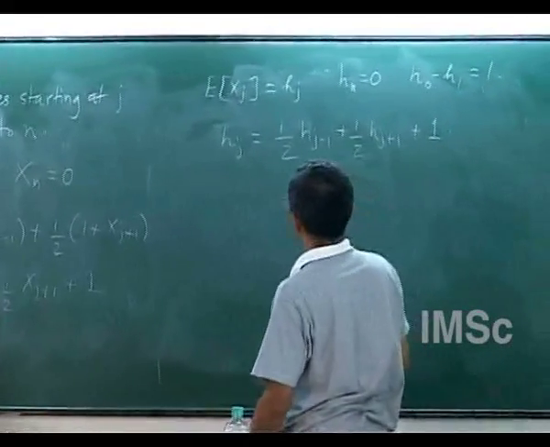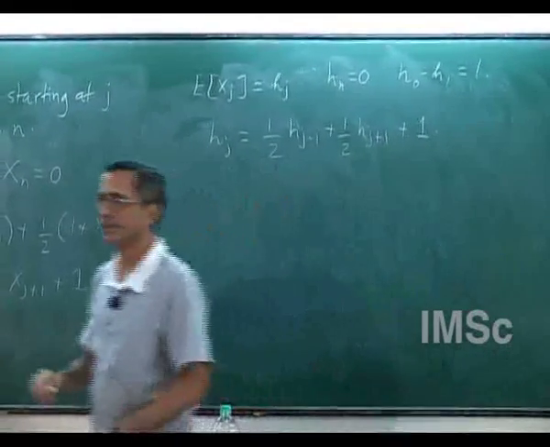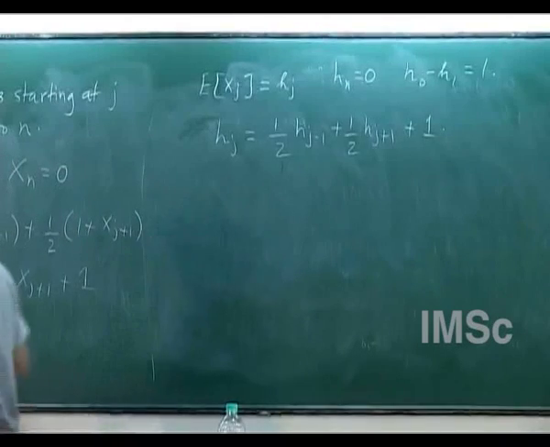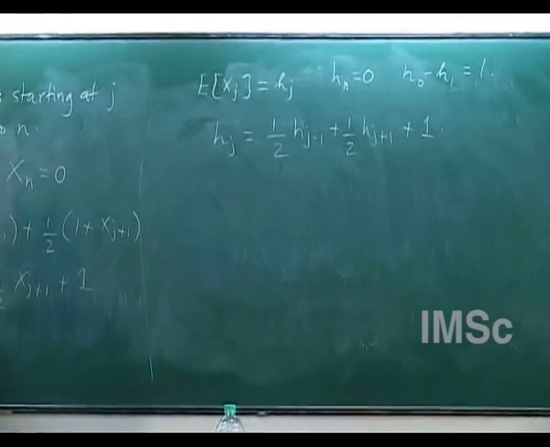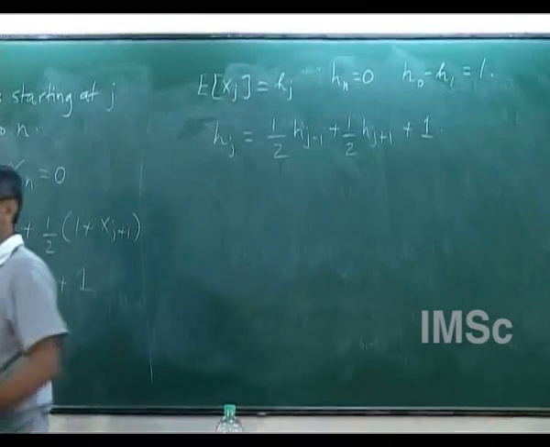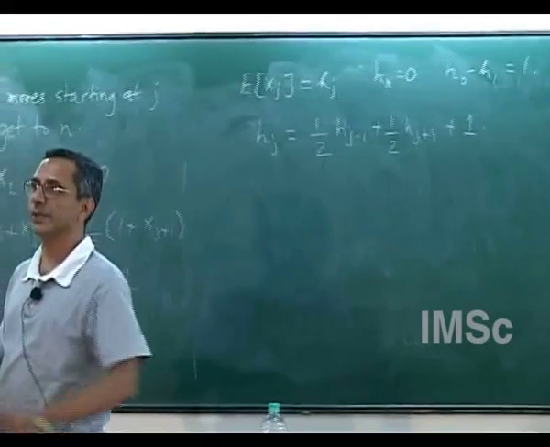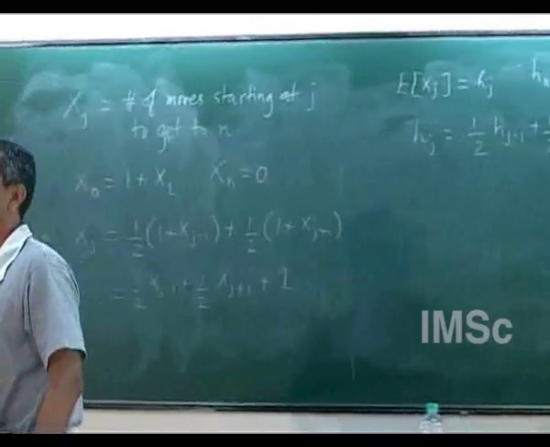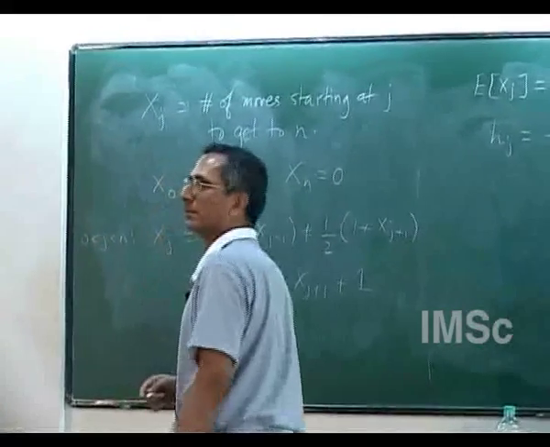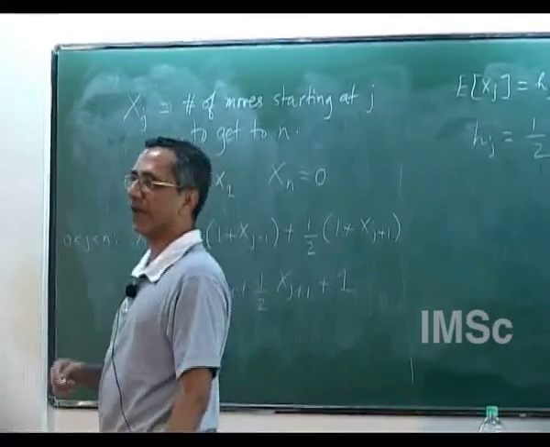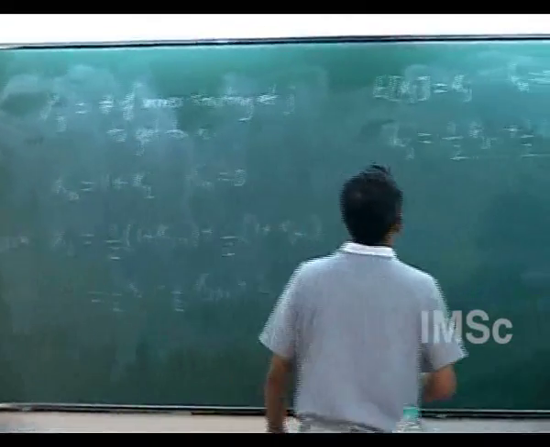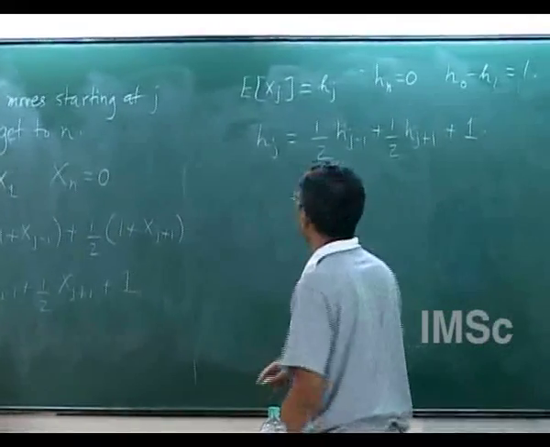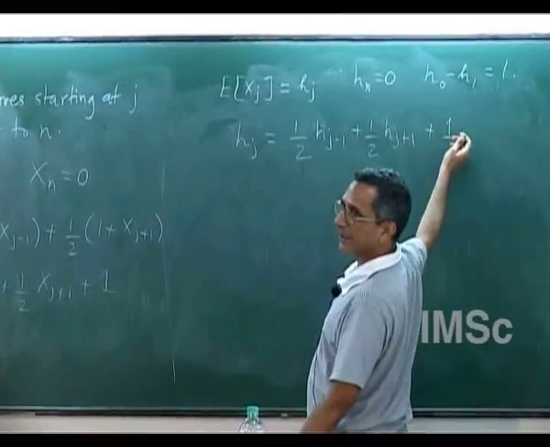Okay, so xj is the random variable. The recurrence I have written is for the random variable, and then I have taken the expectation. I can write the recurrence for the random variable as well. So this is after I take the expectation.